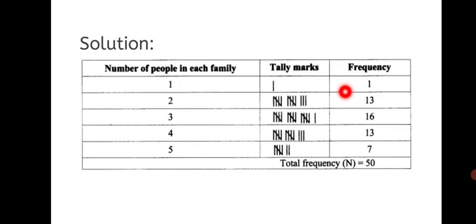One member in a family occurs only one time. 2 members in a family, we have 13 families where there are 2 members. 3 people in each family, like this we have 16. So how can you count? See, after every 5th number we have put a slash and again started 1, 2, 3, 4 standing lines, again a slash, 1, 2, 3, 4 standing lines, again a slash and then 1. So 5 plus 5 is 10 plus 5 is 15 and 1 is 16.